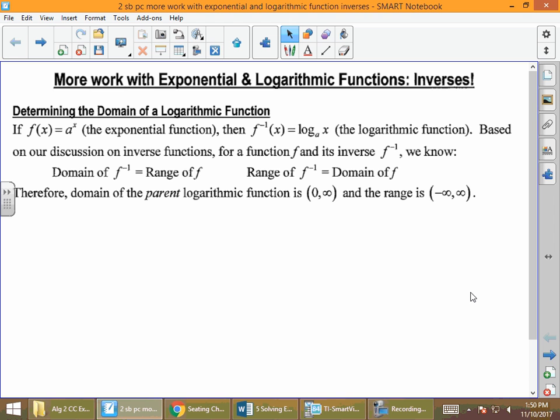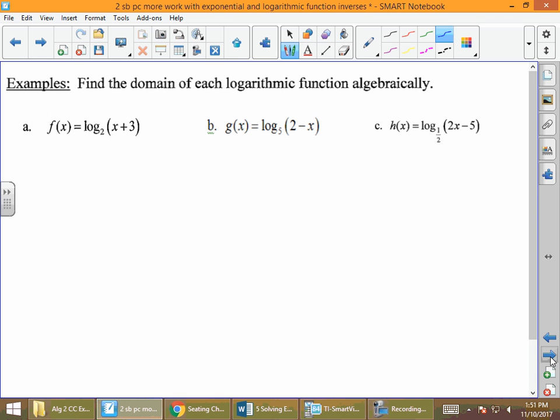But what results from that is that the domain of the parent logarithmic function is 0 to infinity. But what values do 0 to infinity represent? Well, they represent positive numbers. Start at 0, but 0 is not included, but anything past 0 is. So going to the right from 0 to infinity, all of those values to the right of 0 are positive. And different teachers have different ways of presenting this.